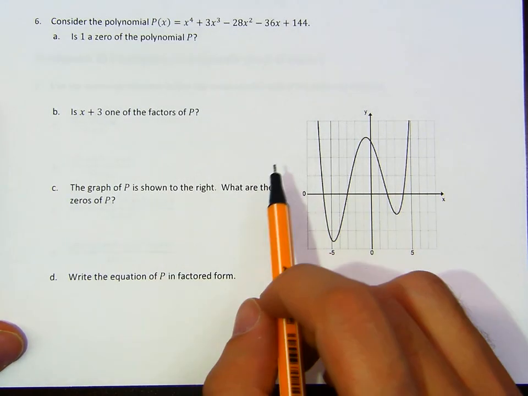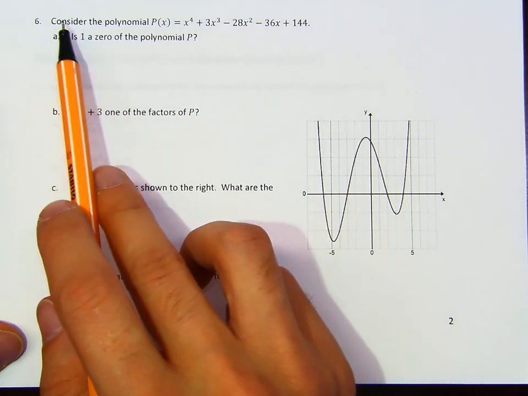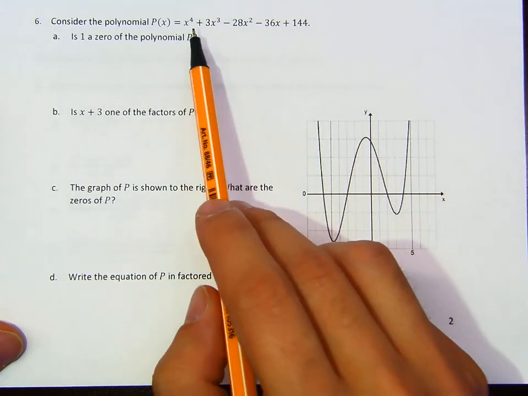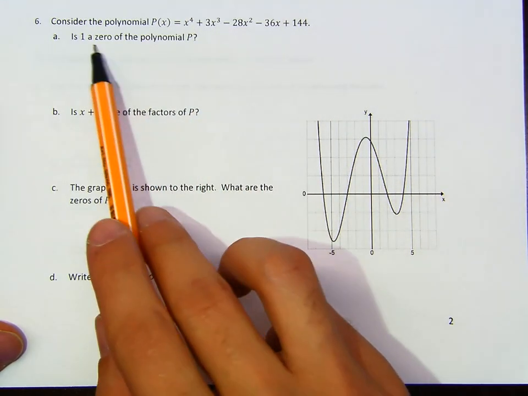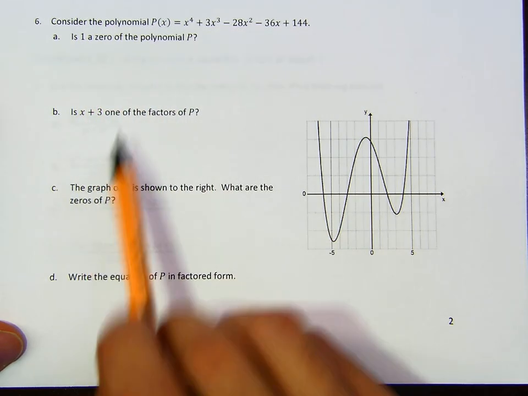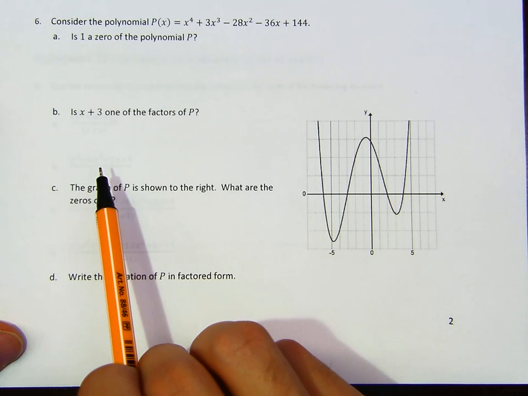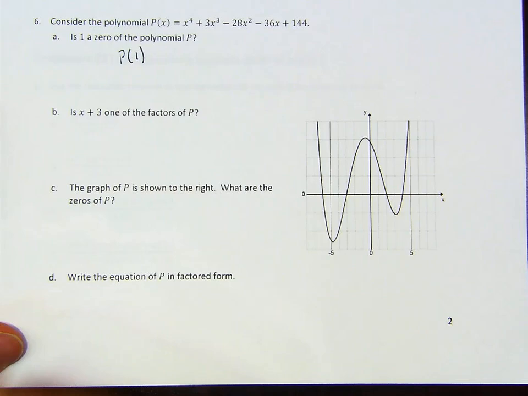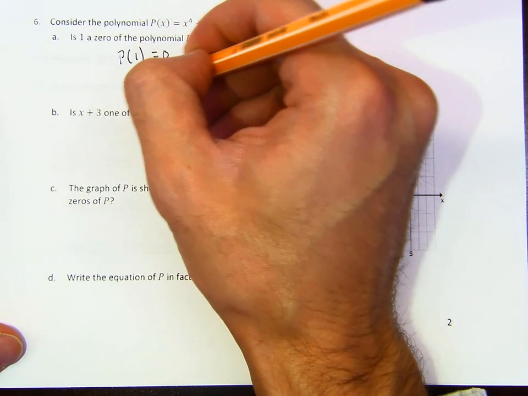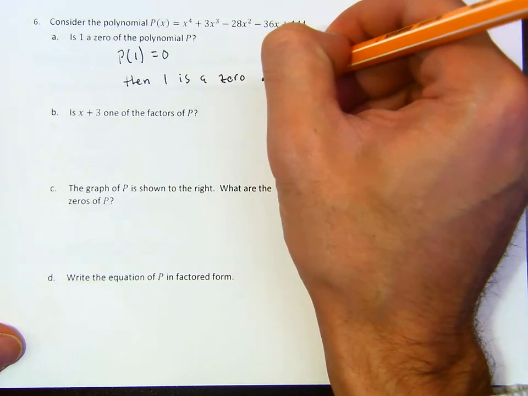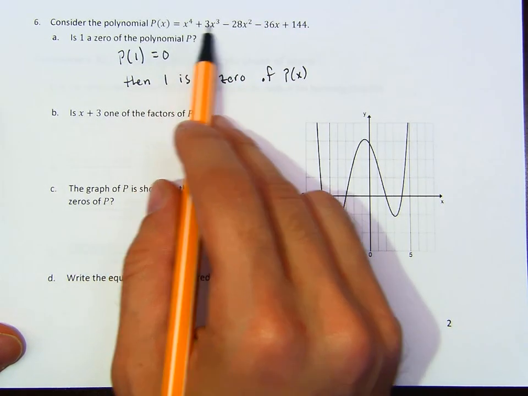All right, welcome back. So here for this question, which isn't too bad, it's saying consider the polynomial p of x, which is this, right? And this is the polynomial. It's saying, is 1 a 0 of the polynomial? Well, how can you check to see if 1 is a 0 of the polynomial? There are two ways of checking. You could do p of 1. If p of 1 is equal to 0, then 1 is a 0 of p of x. You could plug in 1 to see if you get 0.